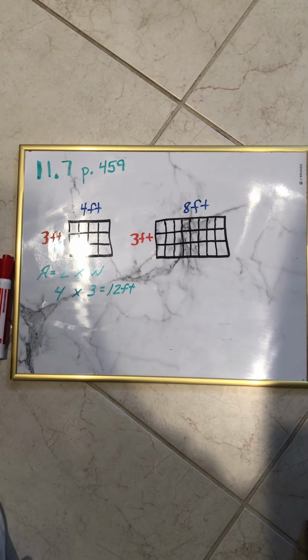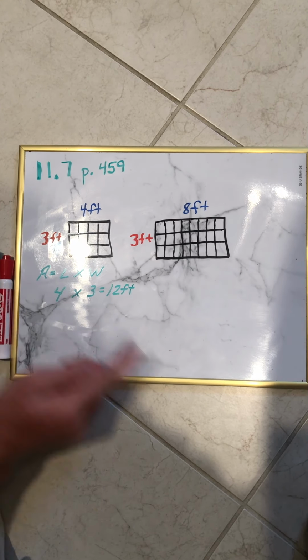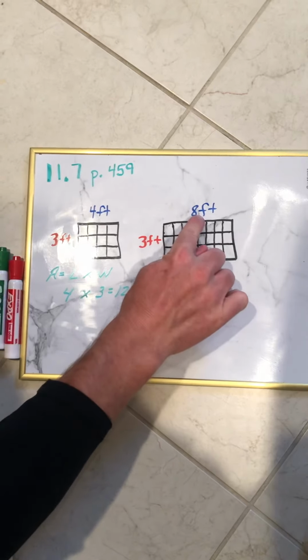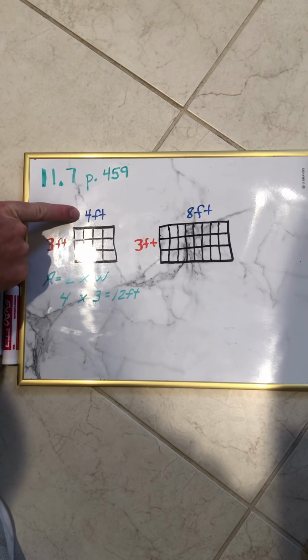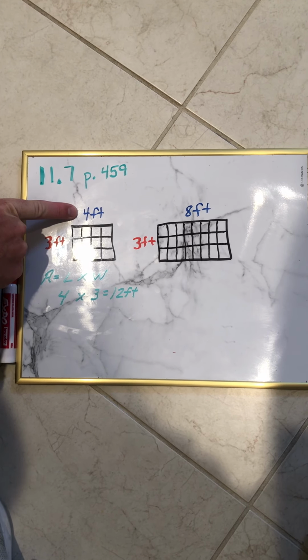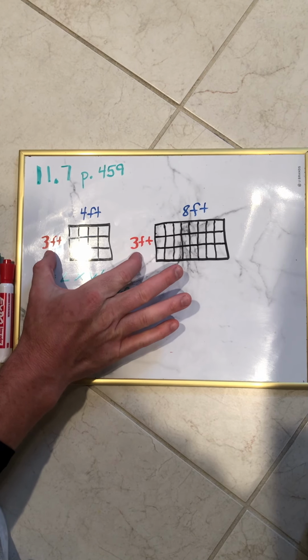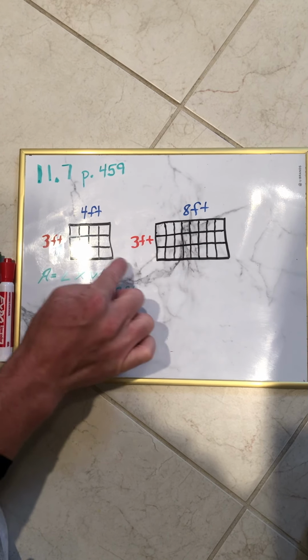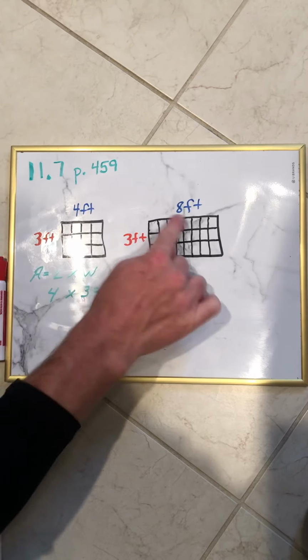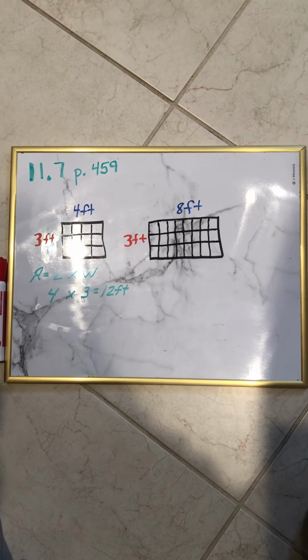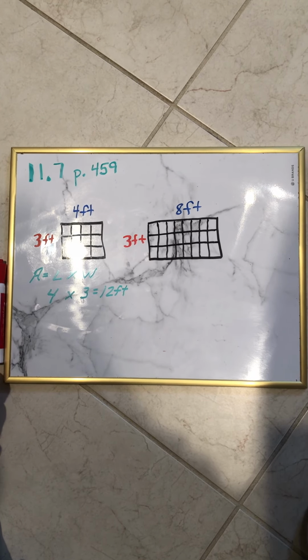Okay, now, I'm gonna bring you back to what I just said. 8 is double the length of 4. Now we have the 3's that are the same. Okay, that's extremely important as well. They're the same, but this number is double that. All right, let's take a look.